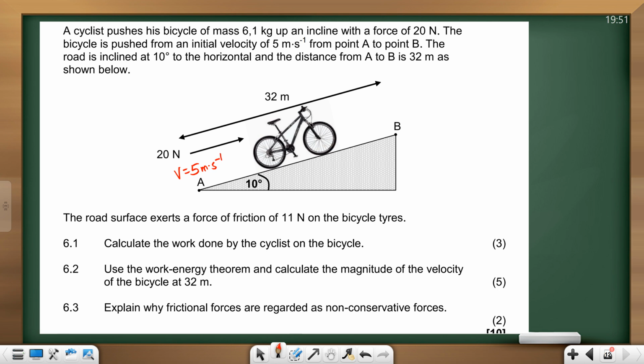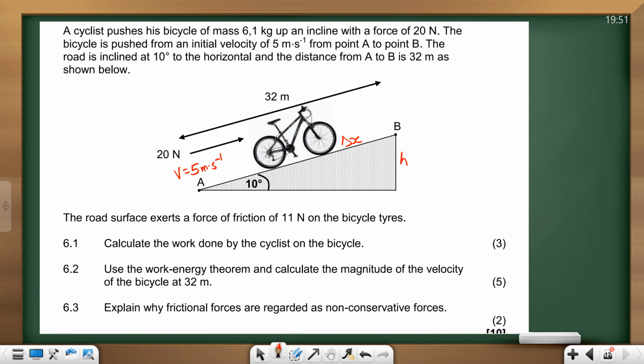The road is inclined at 10 degrees. What is that? Alpha or theta? Alpha. All right. To the horizontal and a distance of 32. This distance is what you know as Delta X. Okay. This one is always height. As shown below. The road surface exerts a frictional force of 11 newtons on the tire.